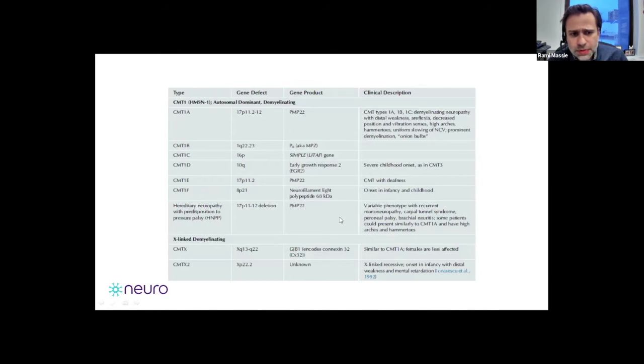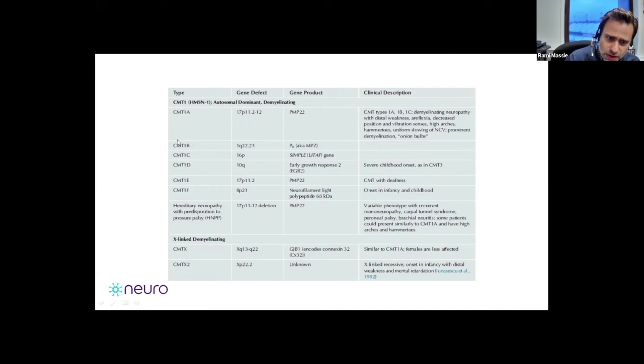This is a table of the common genes causing inherited neuropathies. So CMT1 is autosomal dominant sensory motor demyelinating neuropathy. CMT2 is axonal, so I won't cover those. CMTX is the one caused by X-linked mutation. So CMT1A, 1B, 1C are clinically very identical. As I said, they present in a very similar way, and you can't really distinguish them simply clinically.